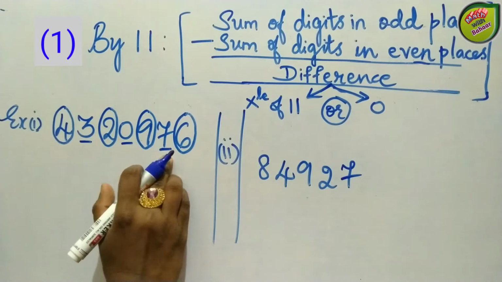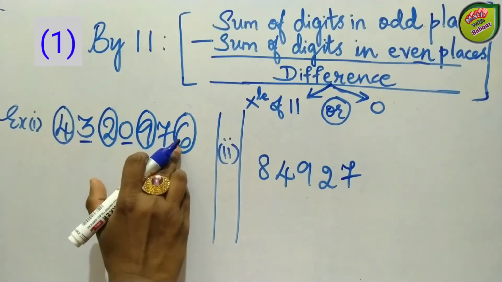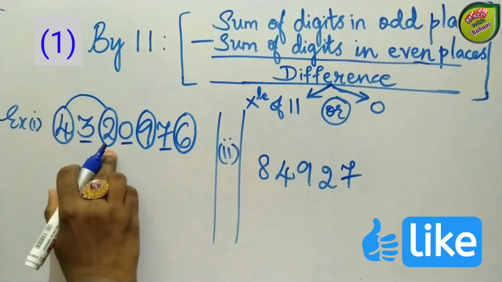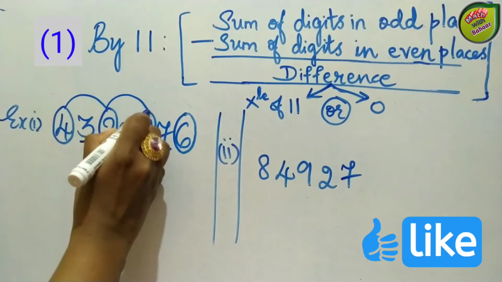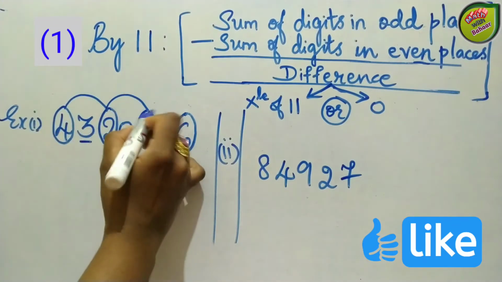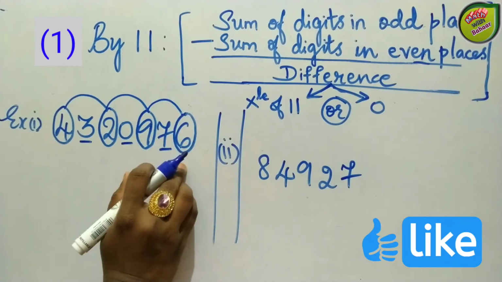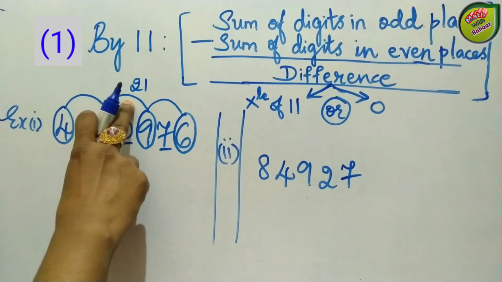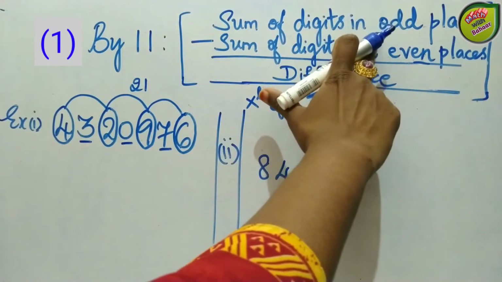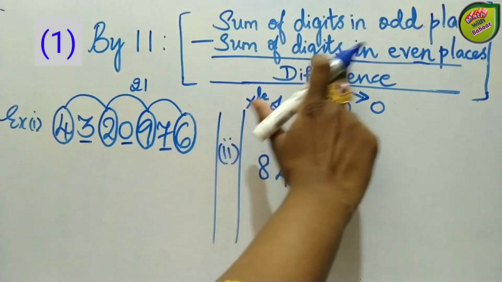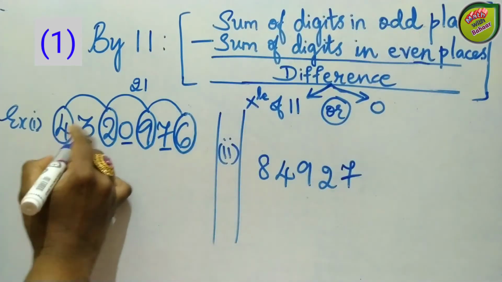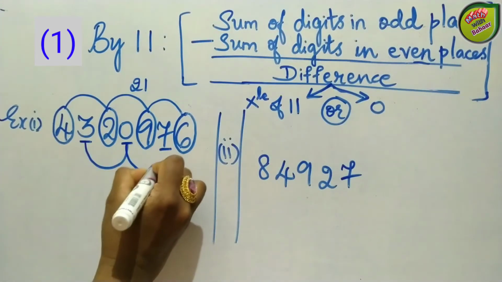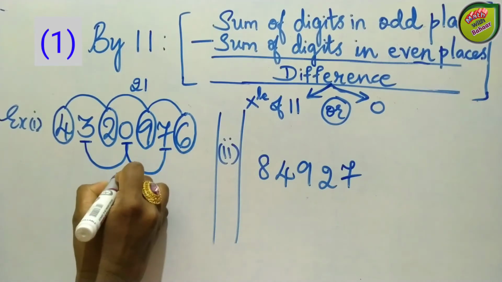Now let us add up all the digits which are in odd places, that is 4 plus 2 we get 6, 6 plus 9 we get 15, and 15 plus 6 we get 21. That is, we have found the sum of the digits which are in odd places. Now let us find the sum of the digits which are in even places. That is, 3 plus 0 gives us 3 and 3 plus 7 gives us 10.